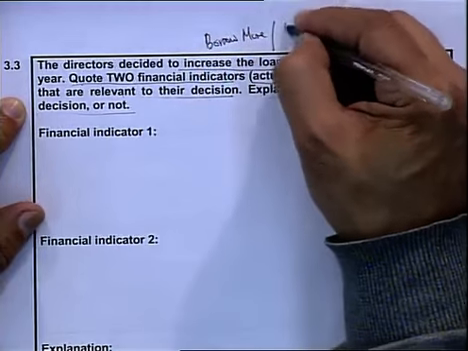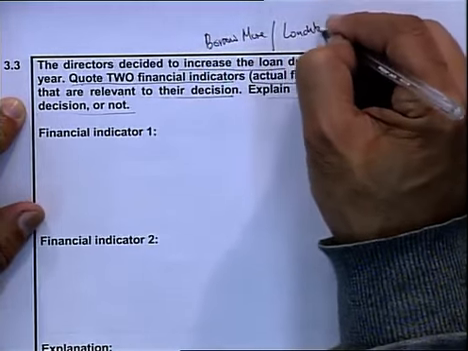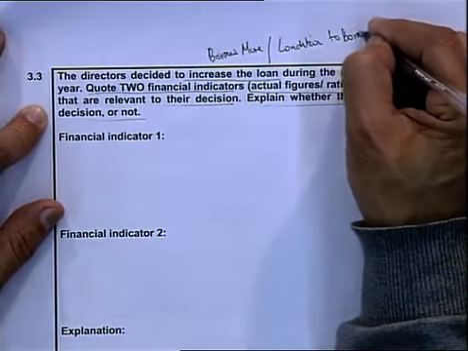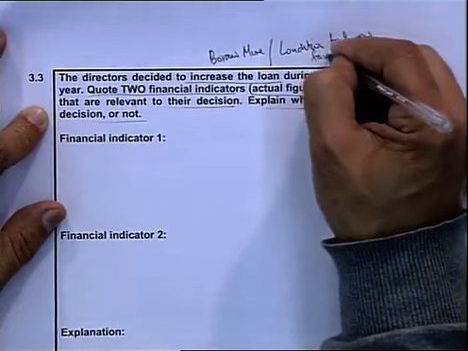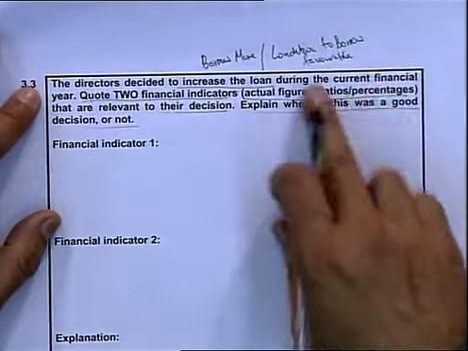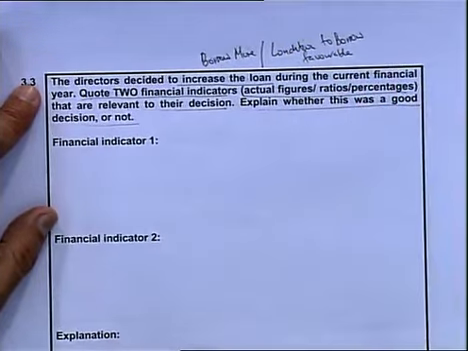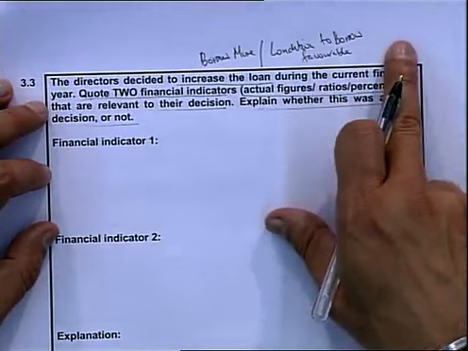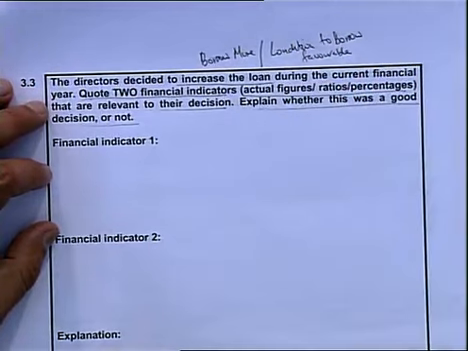So we must check if the conditions to borrow were favorable. That's what we need to look at. If the conditions to borrow were favorable, then it was obviously a good idea for us to go and borrow money. If the conditions were unfavorable, then it was actually a bad idea.